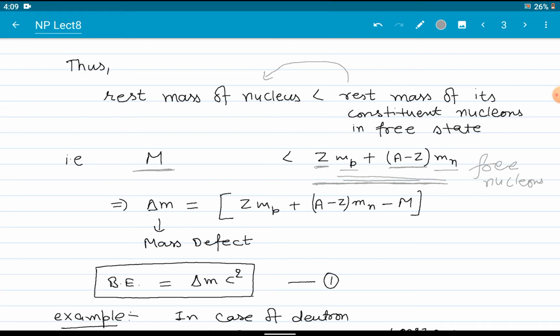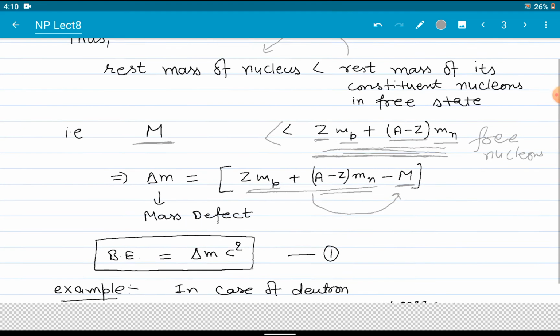So it is always found that the mass of this nucleus is less than the mass of the free constituent nucleons of that particular nucleus. So there is a mass defect. The difference in the two masses is called mass defect. This represents the mass of free nucleons, that is the mass of free protons and the mass of free neutrons, and this represents the mass of a nucleus which is made up of these nucleons. So this difference in the mass is known as mass defect.